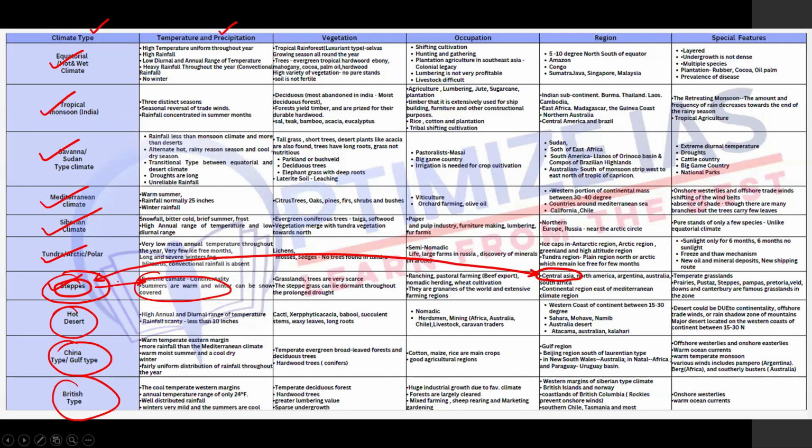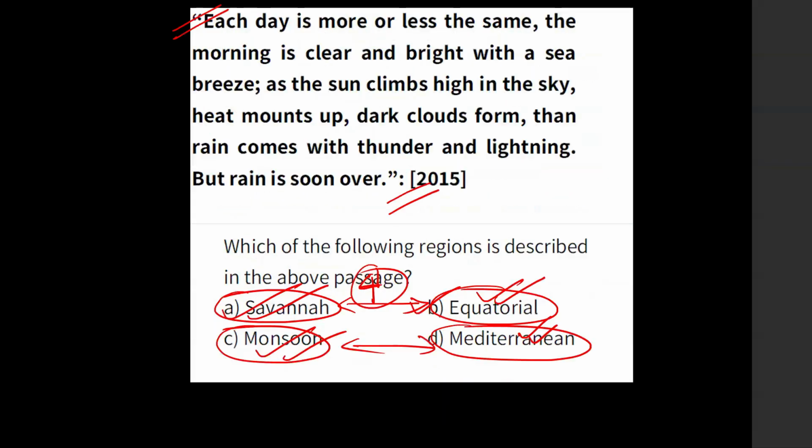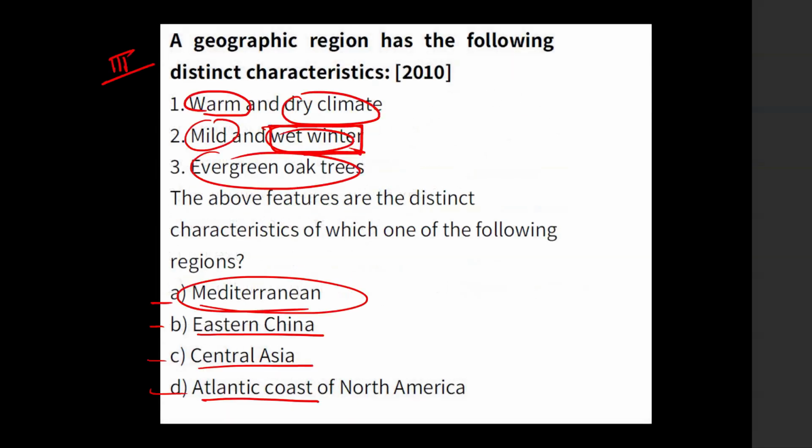If you see the options, they have not mentioned steppes climate. They have mentioned Central Asian climate. So don't get confused. Let me again go back. So you can see here, this is steppes. Then Eastern China, like this.